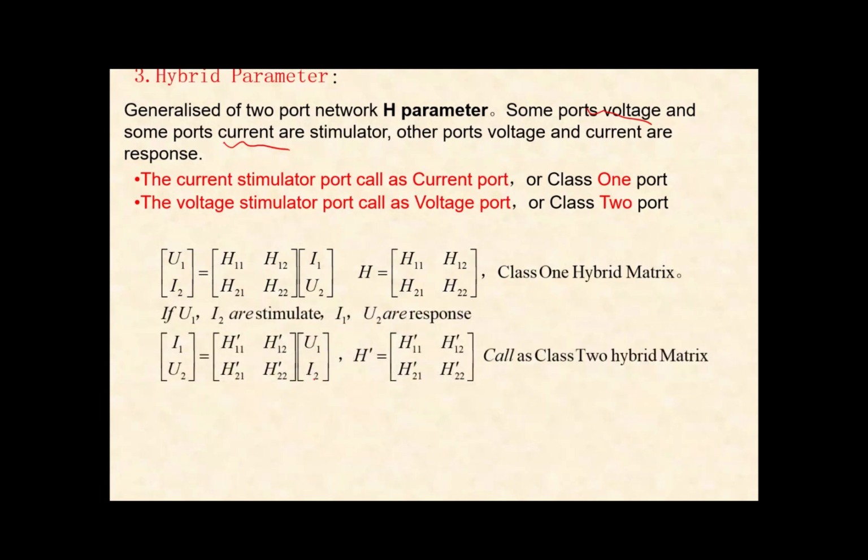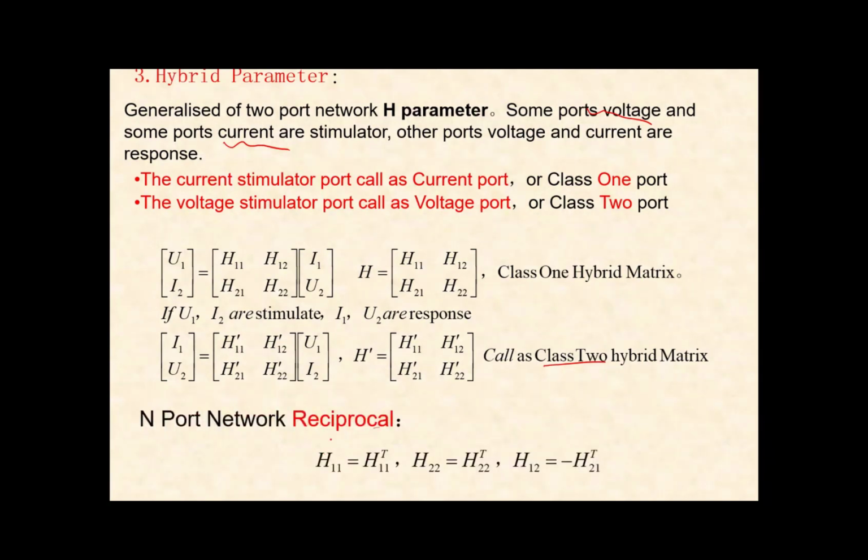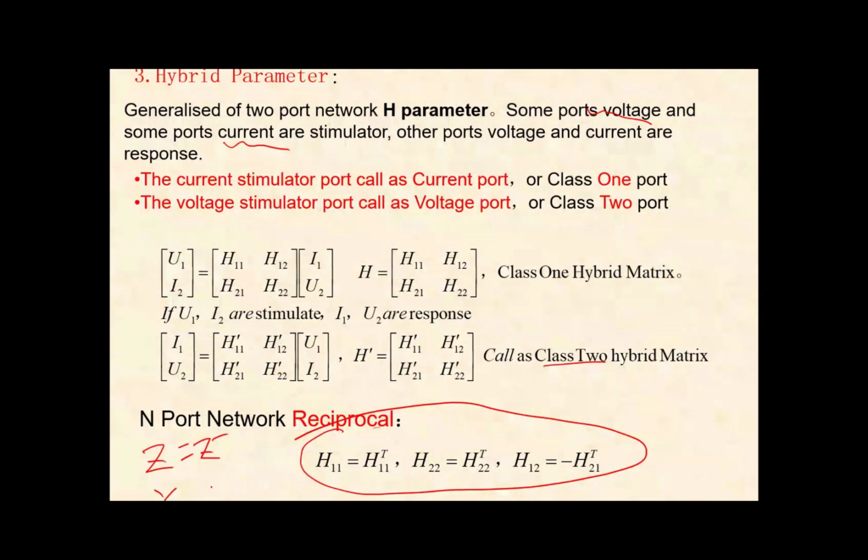We can also use U1, I2 to express I1, U2. We call this the class 2 hybrid matrix. For the n-port network, this is the reciprocal condition. For the Z and the Y, the reciprocal condition is Z equal to Z transpose, Y equal to Y transpose.